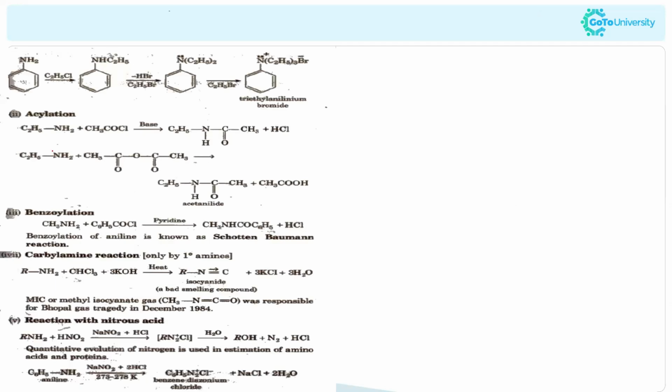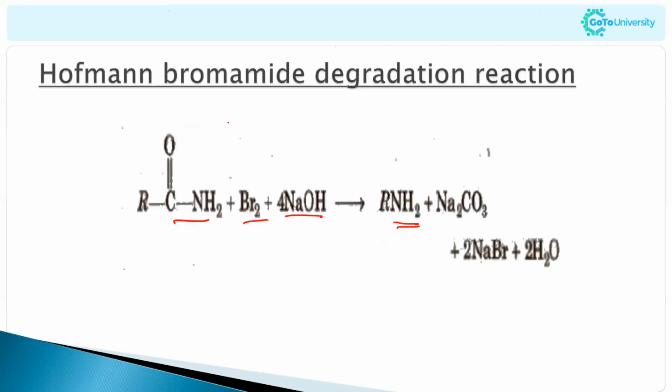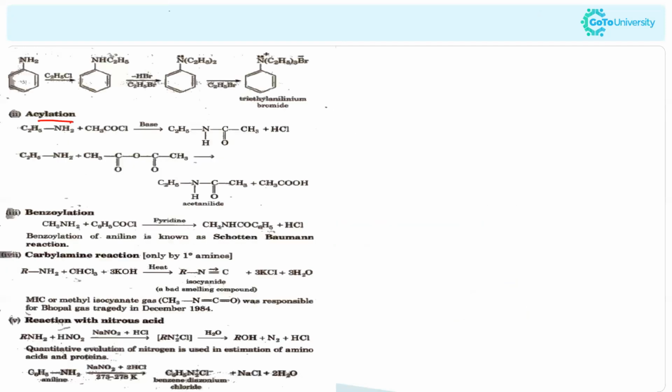Okay, next one is the acylation reaction. These are the chemical reactions of amines. Here, primary amines can be converted to acetanilide. So this is a kind of acylation reaction. Now we have benzoylation. This reaction is called the Schotten-Baumann reaction. Then the carbylamine reaction. This is only for primary amines.